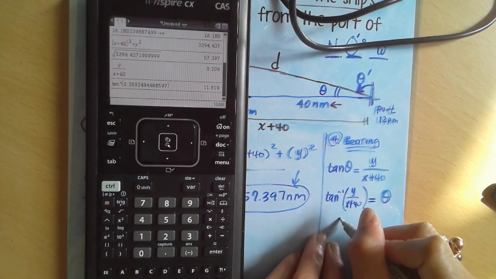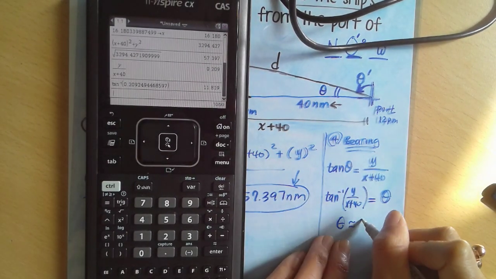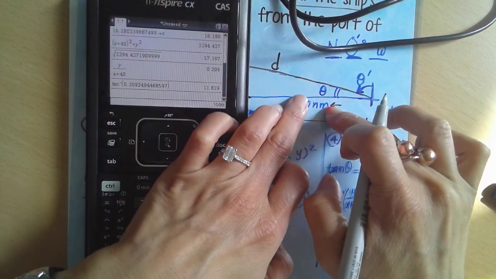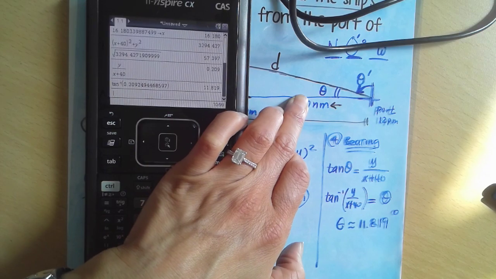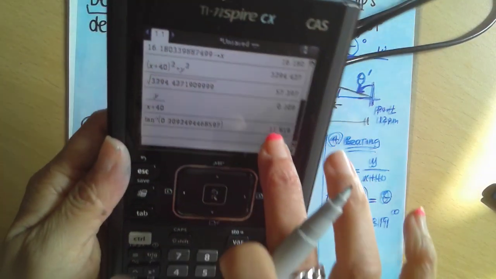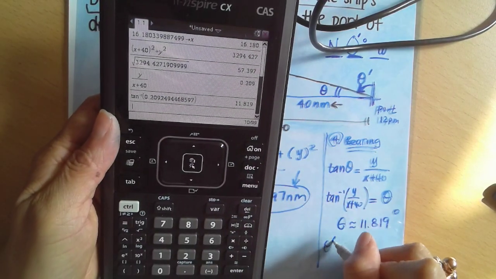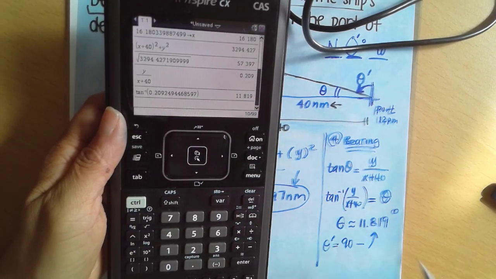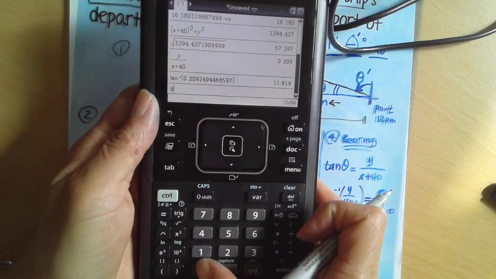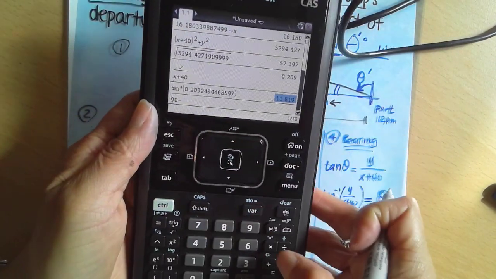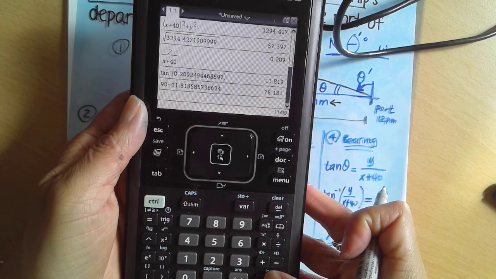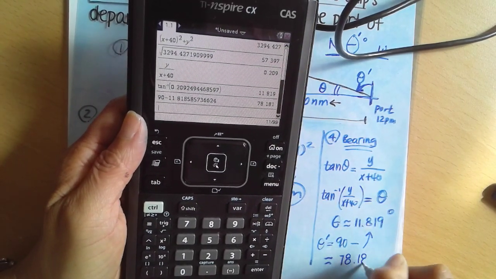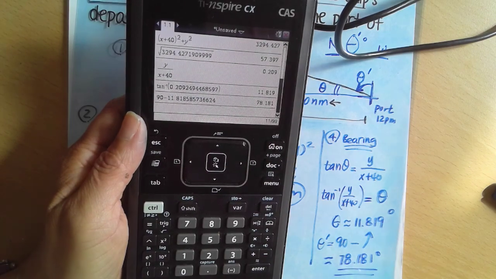So I solved for an angle just now, right? 11.819, right? That's degrees though. Don't forget, we found this angle here. It's 11.819. So what are we going to do with this guy here? We're going to find our theta prime by doing 90 minus this guy here. So let's do that. So 90 minus this angle here. And I get, ta-da! I get something like 78.181 degrees. And that's my answer.